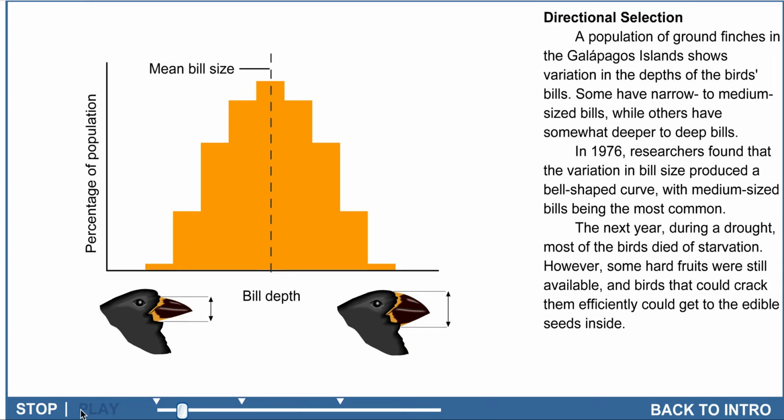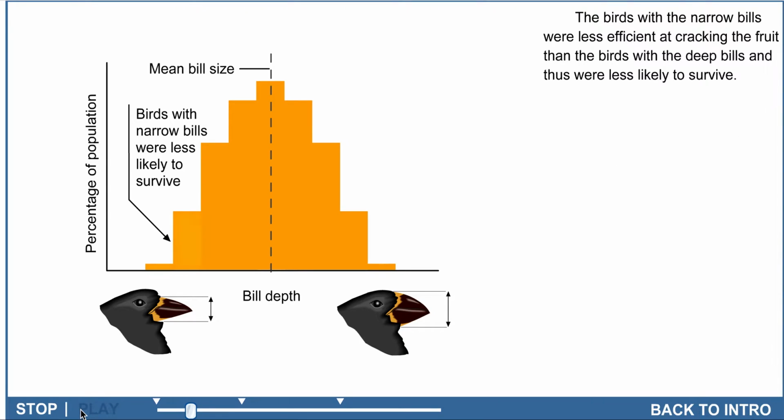However, some hard fruits were still available, and birds that could crack them efficiently could get to the edible seeds inside. The birds with the narrow bills were less efficient at cracking the fruit than the birds with the deep bills, and thus were less likely to survive.